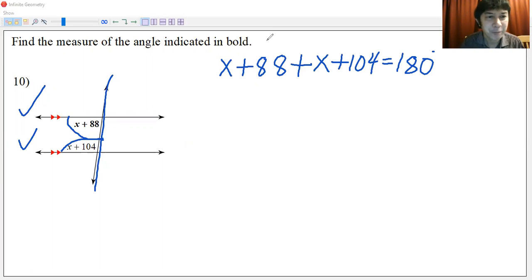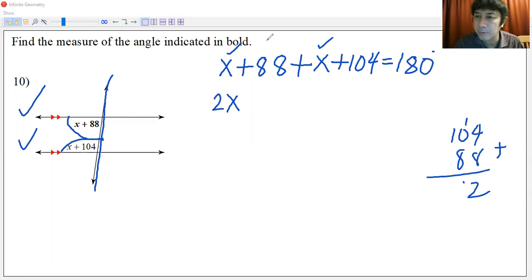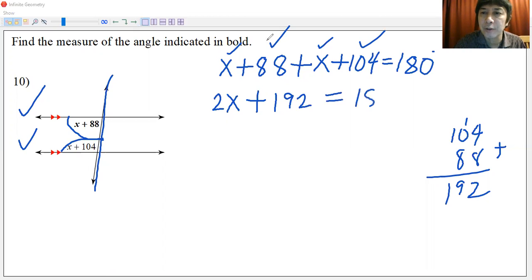So we can now solve this. We shall try to combine the two x letters. 1x plus 1x, we have 2x. We have 88 plus 104. So that should be 104 add 88. This is 12, carry 1, you have 9. You have 192 for the numbers there. So we combine the x, and then we combine the 88 and the 104. We have 192, and that equates to 180.